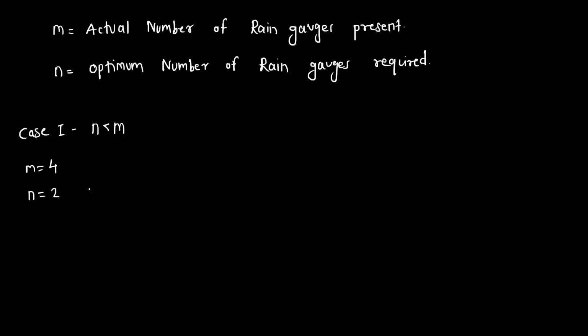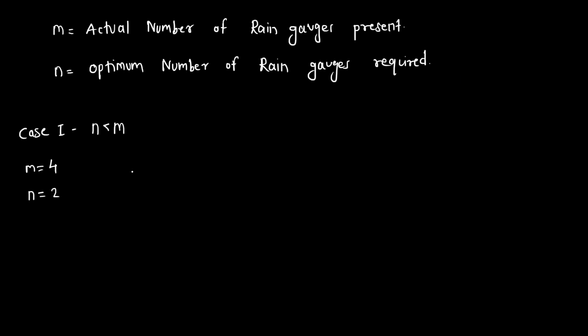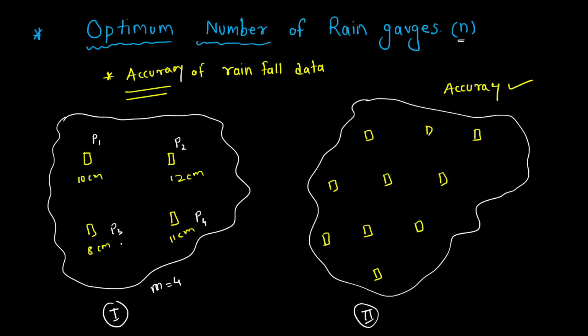See, in the first area, that is the first case which we have seen, the optimum number of rain gauges which are required, how many gauges are required? 2 gauges are required. But how many gauges are present here? 4 gauges are present. That means, is there any requirement to add any more gauges on this area? No. See, minimum 2 is required, but 4 are present. So no extra gauges are required.